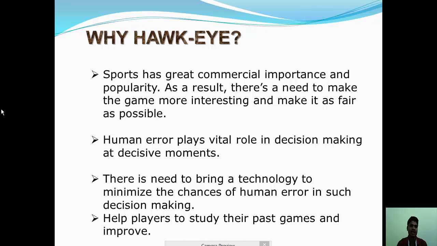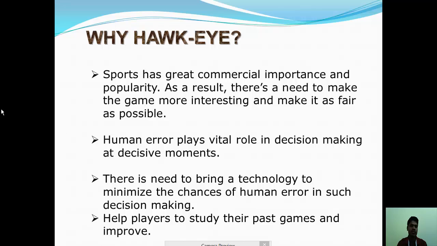The sport has great commercial importance and popularity in the present world. So, as a result, there is a need to make the game more interesting and make it as fair as possible. Human errors play a vital role in decision making at decisive moments. As I said earlier, a single wrong decision by the umpire can make a team victory into loss. It not only makes a team victory into loss but also hurts the millions of fans.